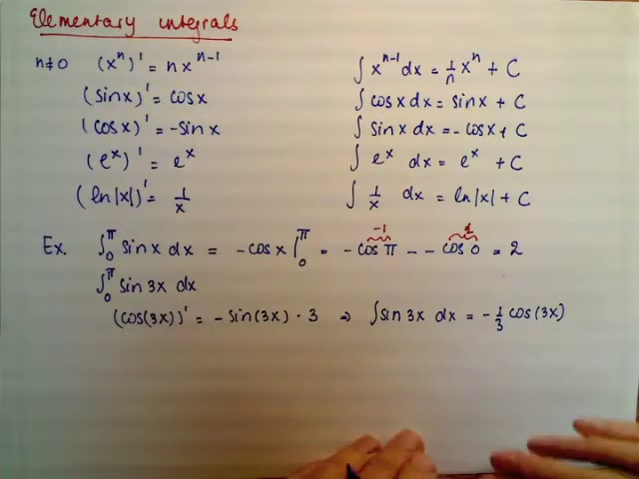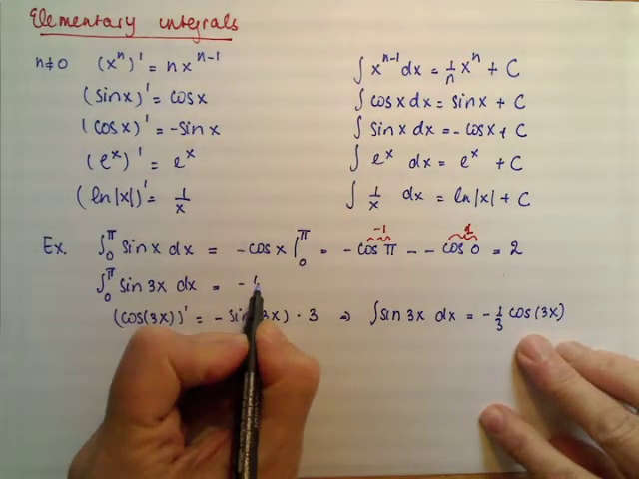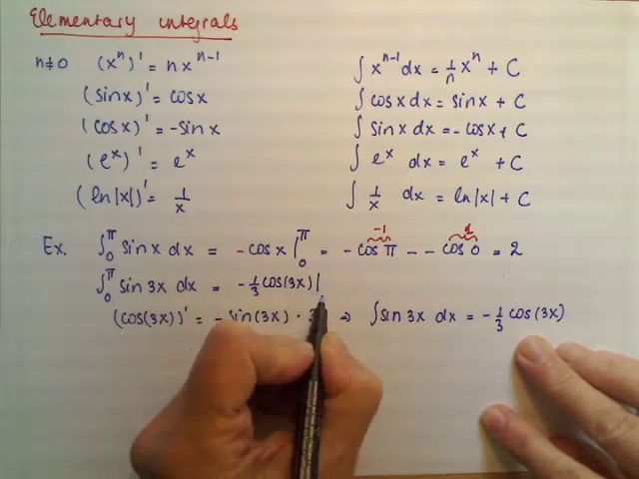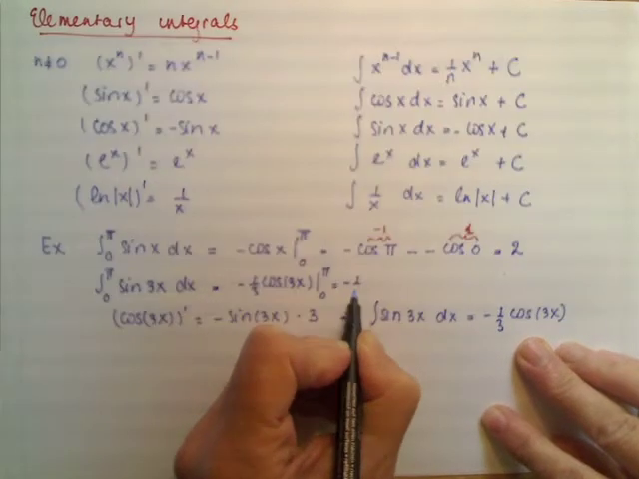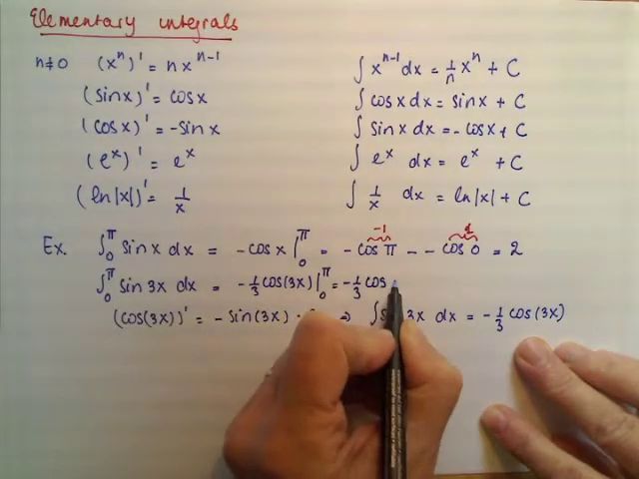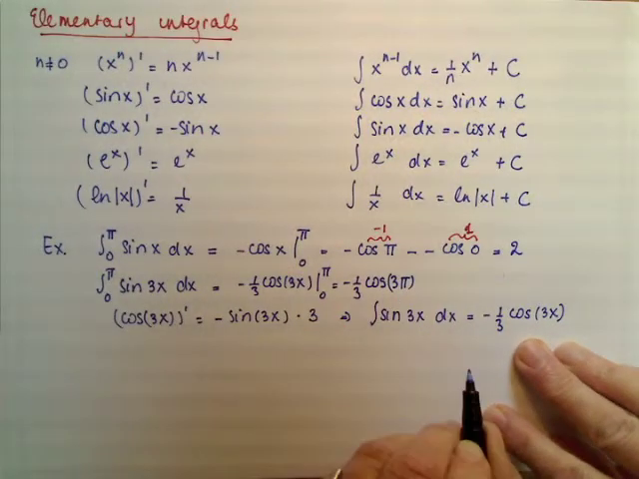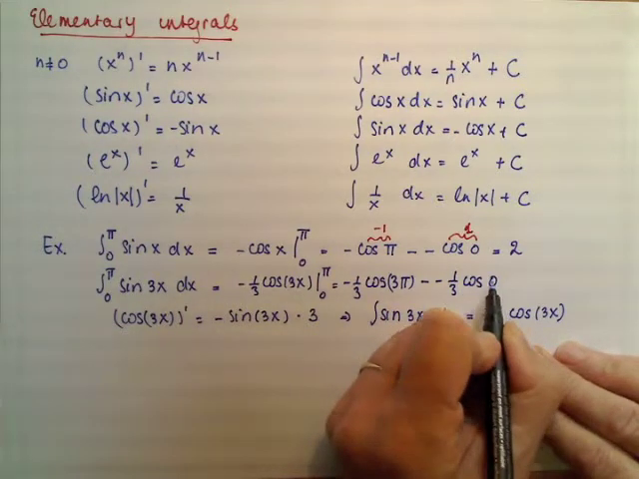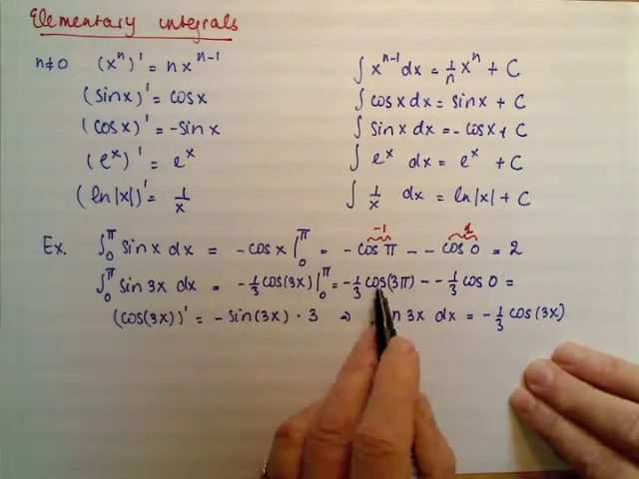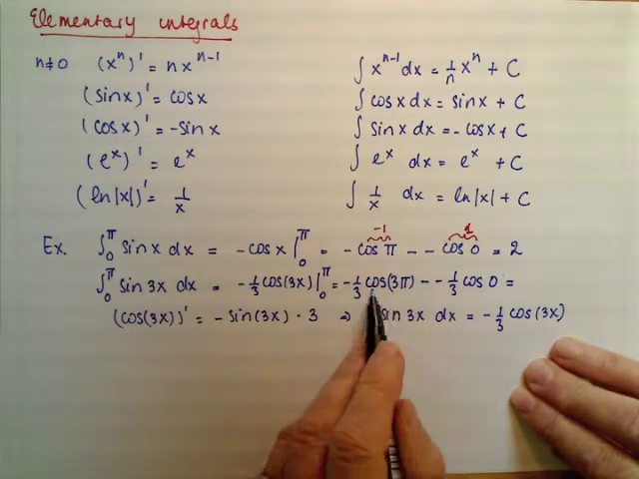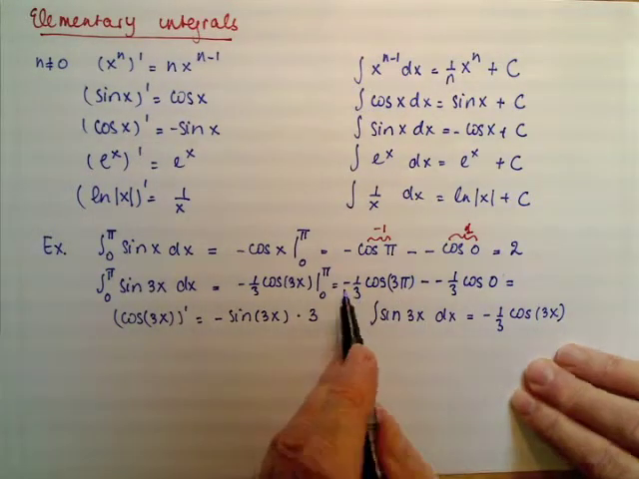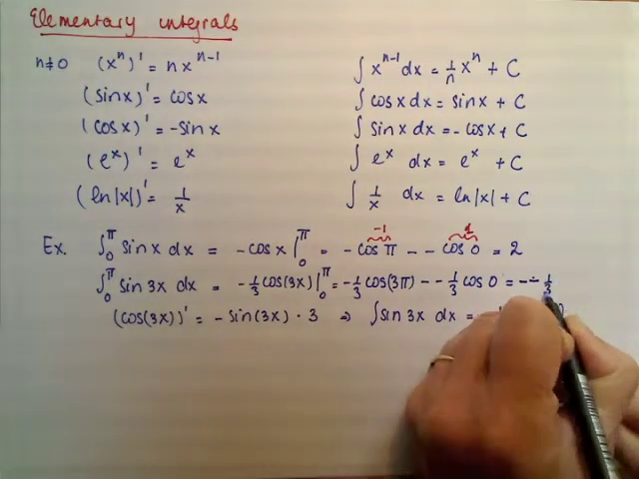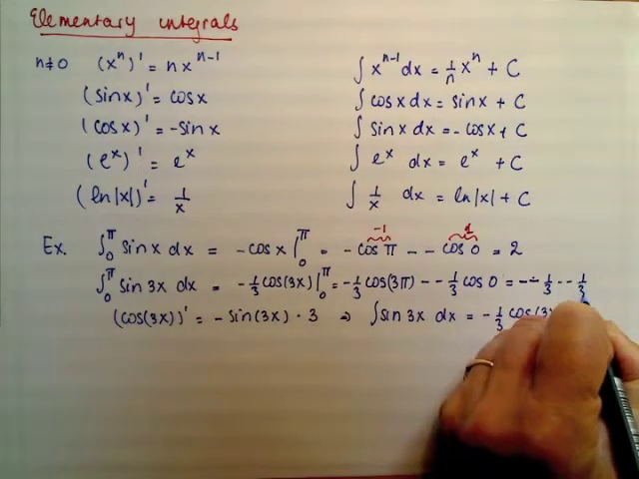So what is the desired integral? It's the value of minus 1/3 cosine of 3x evaluated between the boundaries 0 and pi. So we get minus 1/3 cosine of 3 pi, which is equal to the cosine of pi, minus minus 1/3 cosine of 0. Since the cosine of pi is minus 1, we get 1/3 times 1, plus 1/3, so we get 2/3.